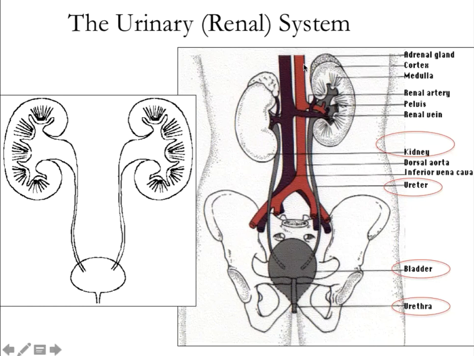And these 2 structures above the kidney are called the adrenal glands. They are endocrine glands. They are not renal system. It's 2 adrenal glands. They are very important glands. They are the steroid hormone glands. Most of your body hormones are peptide hormones. Adrenal glands, steroid hormones.